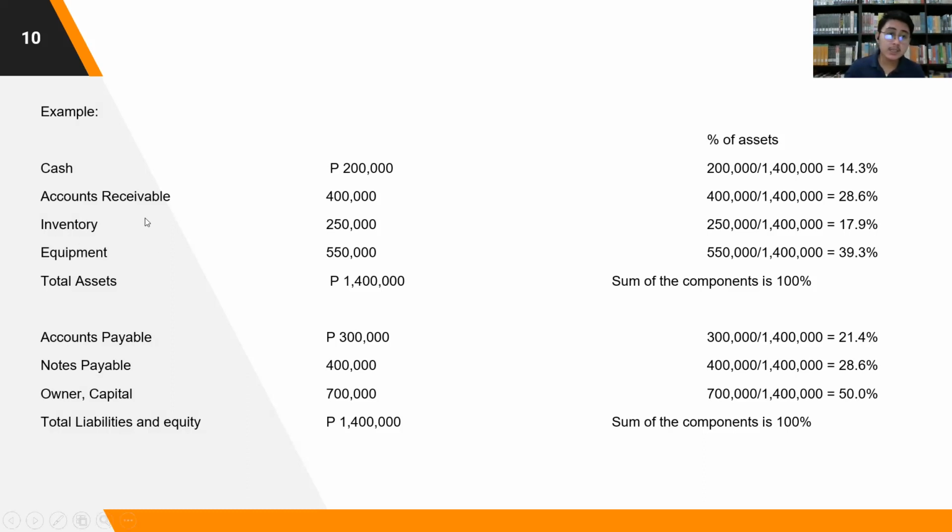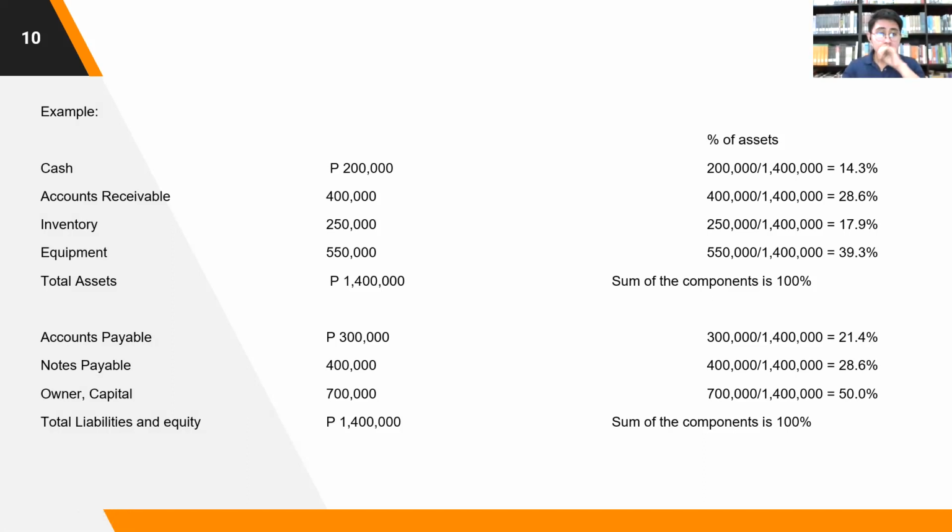Next naman sa cash receivable, we have 400,000 pesos divided by 1,400,000 pesos, we have 28.6%. Next naman sa inventory, 250,000 pesos divided by 1,400,000 is equal to 17.9%. So ganun lang po kadali. Of course, yung total assets, it is equivalent to 100% since sila po yung base account.